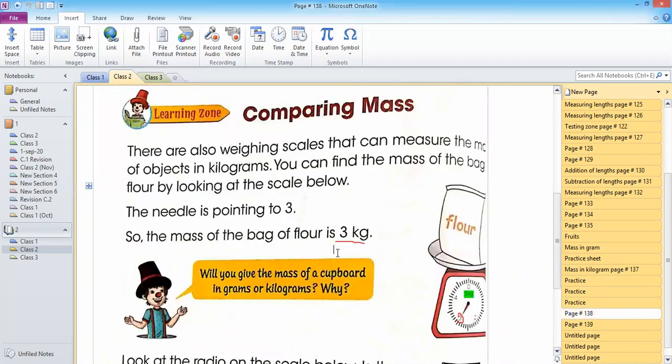So there were weighing scales that can measure the mass of objects in kilogram, and we had to find the mass of the bag of flour by looking at the scale here. For finding out the mass of this, what will you check? You will check the needle. This is in kg: 0 kg, 1 kg, 2 kg, 3 kg, and 4 kg, right? You can see that the needle is exactly at 3. So you can easily say, sir, the mass of the bag of flour is 3 kg.